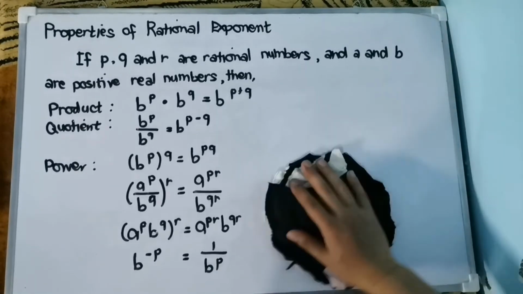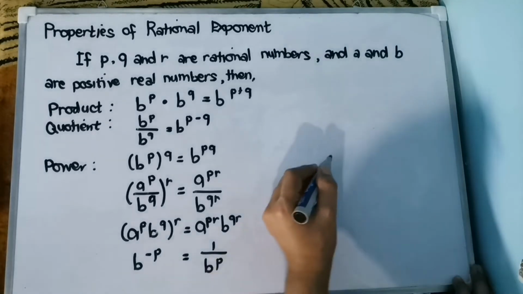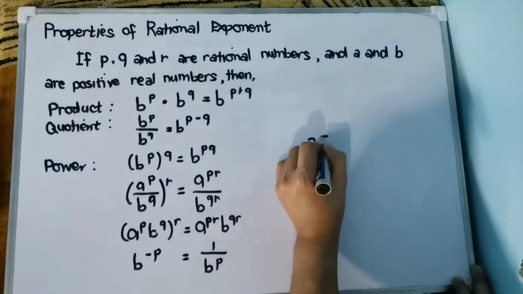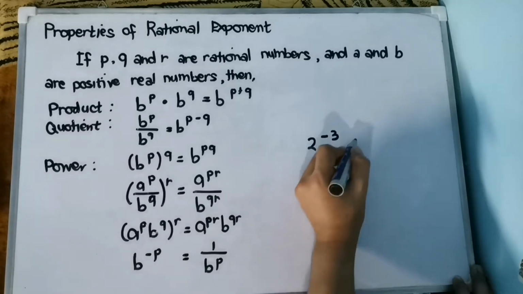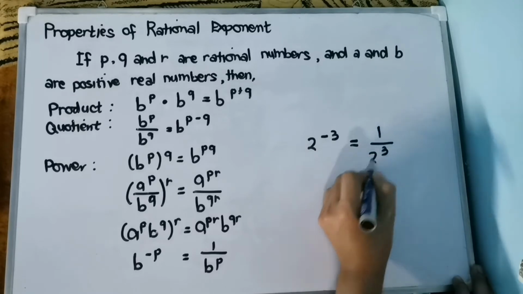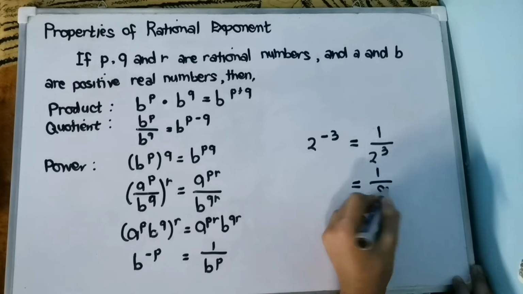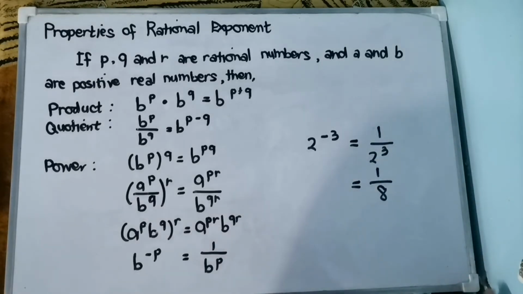And then for the last rule that we have under laws of exponent, you have here b raised to negative p. As you have noticed, we have here a base that is raised to a negative exponent. So simply get the reciprocal of that, and the exponent will become positive. For example, 2 raised to negative 3. So the reciprocal of this is 1 over 2 cubed. Therefore, our final answer is 1 over 2 cubed is 8. So that is 1 over 8.